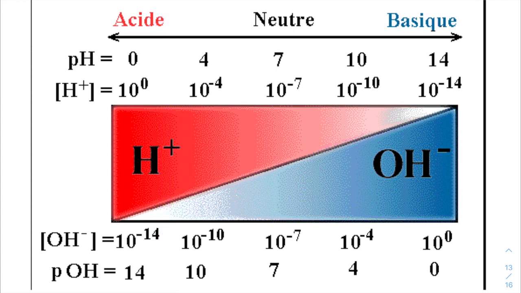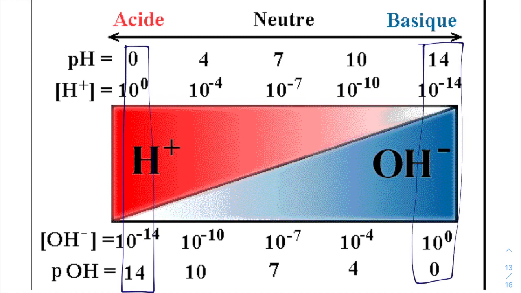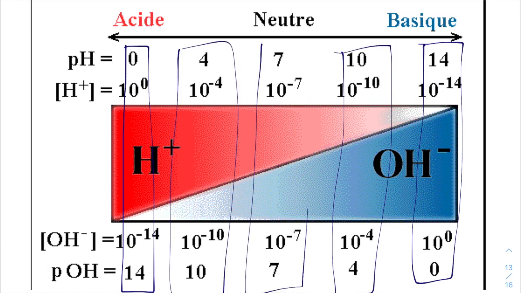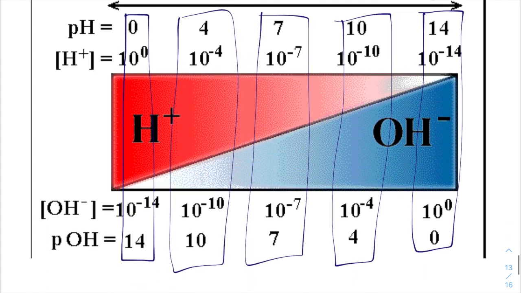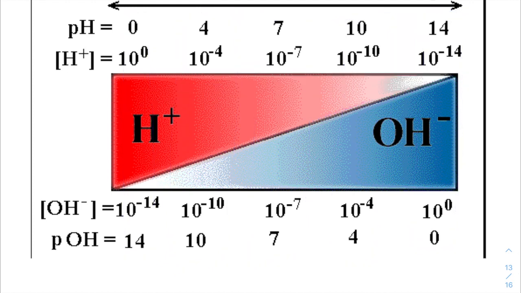You should also notice that when the pH is 0, there's this thing called pOH, and it's 14. When the pOH is 0, the pH is 14. When it's 10, it's 4. When it's 4, it's 10. When it's 7, it's 7. You should notice from this that no matter what you do, pH plus pOH is going to equal 14.